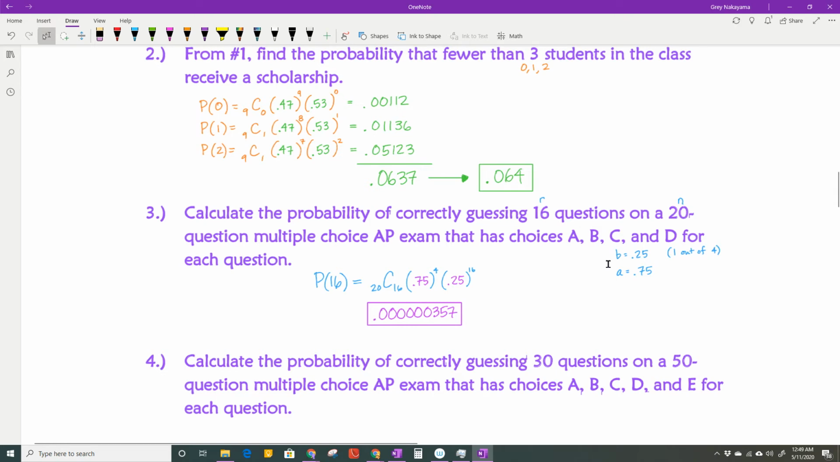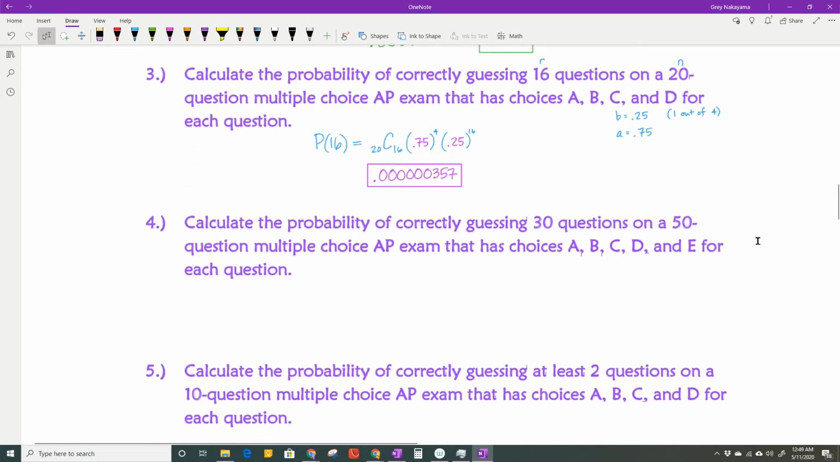Okay, and one of the things about this is to use these examples when you do your homework problems so you can see just the little things and the words that change that make the problems different. So look at this one. Calculate the probability of correctly guessing 30 questions on a 50-question multiple choice AP exam that has choices A, B, C, D, E for each question. So n is 50 total questions. r is how many I want to get right. And this time only one of those out of 5 is the correct answer. So p for my success rate is only going to be 0.2, and q is going to be 0.8.